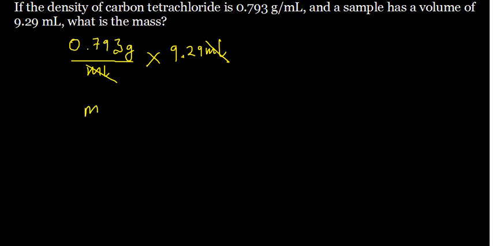Or you know that mass is given by density multiplied by volume. So you see that dimensions also confirm formulas. That's the application of dimension analysis, to confirm the validity of a formula. So 0.793 multiplied by 9.29 is going to give us 7.36697 grams. So that's the answer. If they wanted it in kilograms, you can convert.